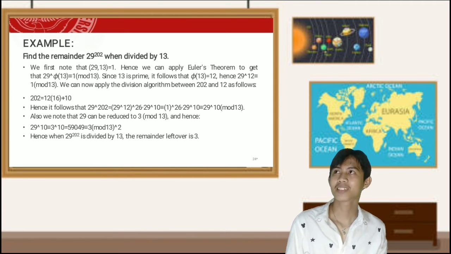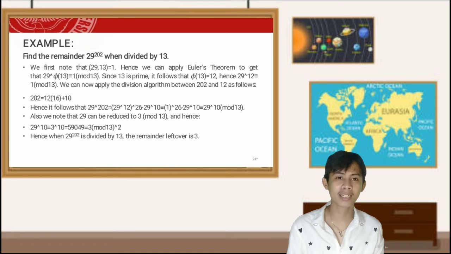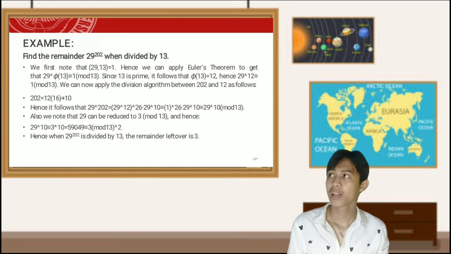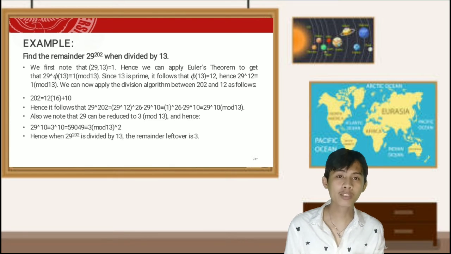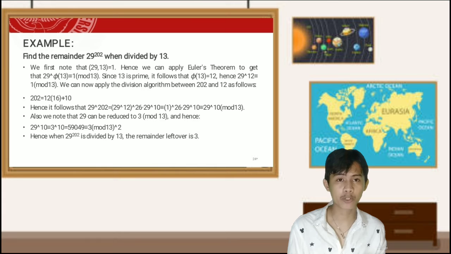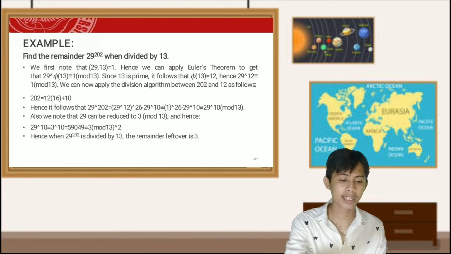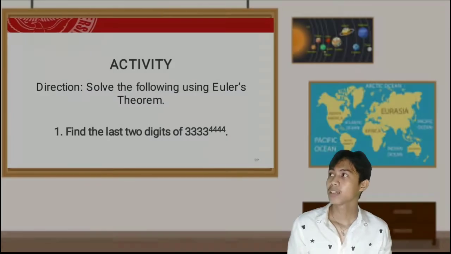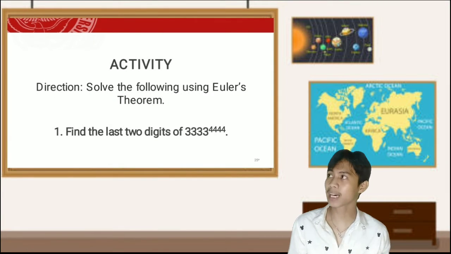Very good. So, we are now done discussing Euler's theorem. We have given examples. Now, we are going to have an activity by group. So, the same groups: the birds, the dogs, the rooster, and the cat. You are going to answer this activity by group.